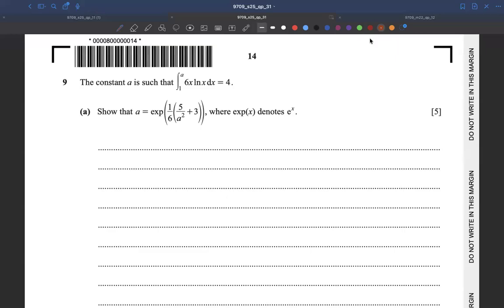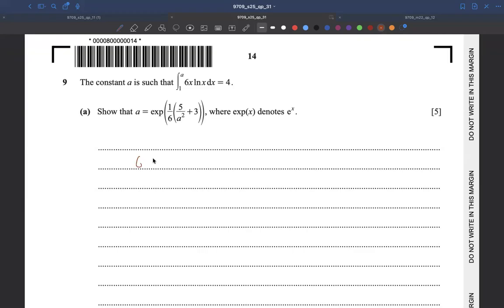Question 9. The constant a is such that the integral of 6x ln x equals 4 with the limits a and 1. We have to show that a is equal to e to the power of whatever the function is. Now, in the first step, we'll integrate this function 6x ln of x.